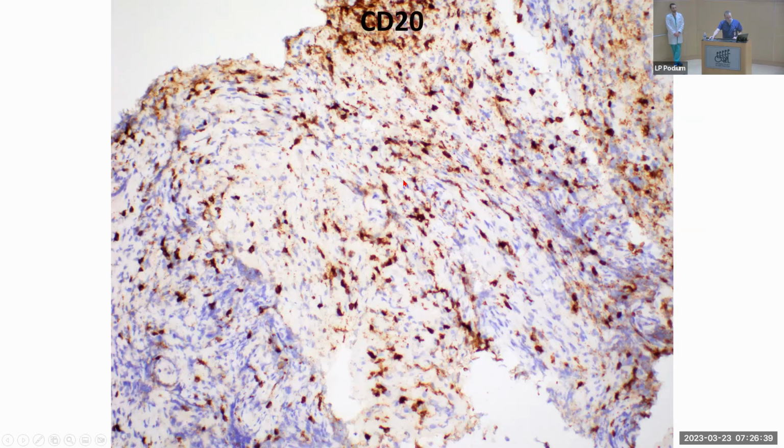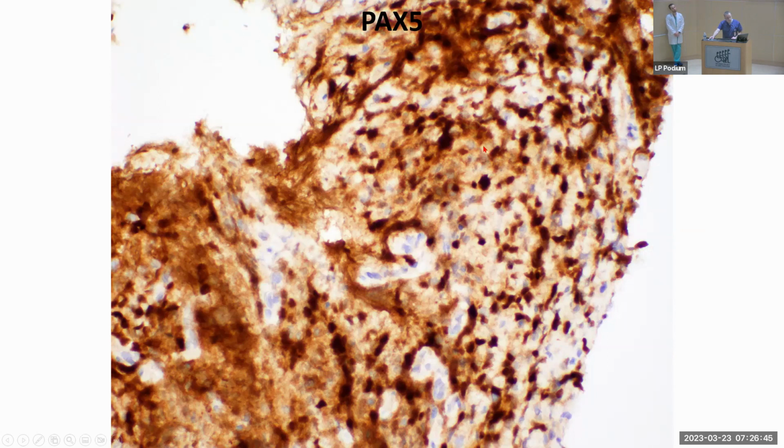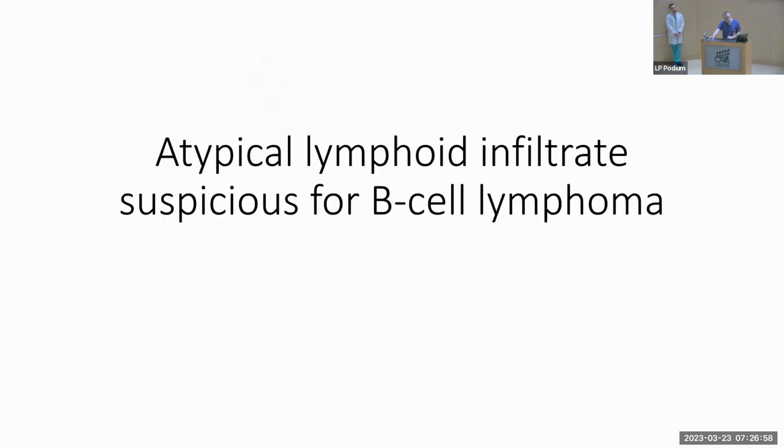So these lymphocytes are CD20 positive, which is a B cell marker. And PAX5 highlights some of the cells. PAX5 is a marker of immature B cells. So we know that we're dealing most likely with the neoplastic B cell lymphocytes. So this was called atypical lymphocytic infiltrate, suspicious for B cell lymphoma.